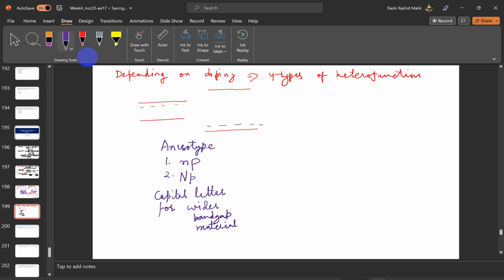Okay, and then there can be the other case where on both sides we have the same type of doping. Say, so this type of case is called anisotype. Okay, then we can have another case where we have the same type of doping on either side of the junction. We can have, say, both sides n type doping, or we can have both sides p type doping. So this type of heterojunction is called an isotype heterojunction.